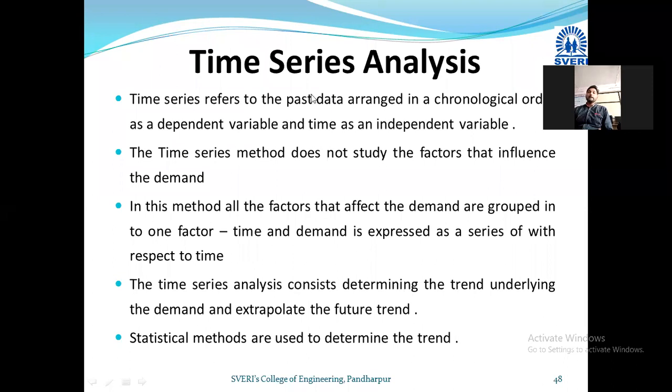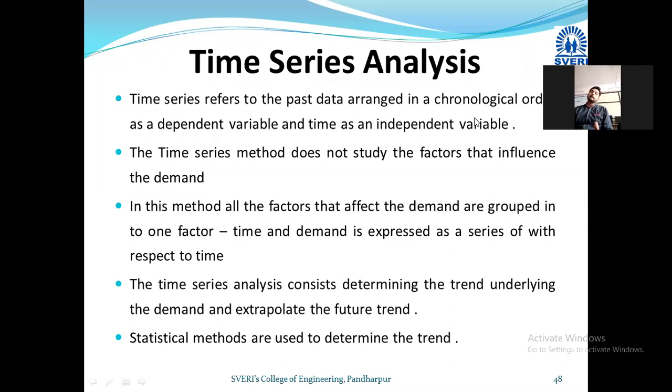So this time series refers to the past data arranged in a chronological order as a dependable variable and time as an independable variable. Here time is an independable variable and the demand of a product is a dependable variable. So time changes, demand changes. This year 100 component demand, next year 120 component demand. So this is the positive trend of that particular product, and it is increasing by 10% every year. I'm giving the example.